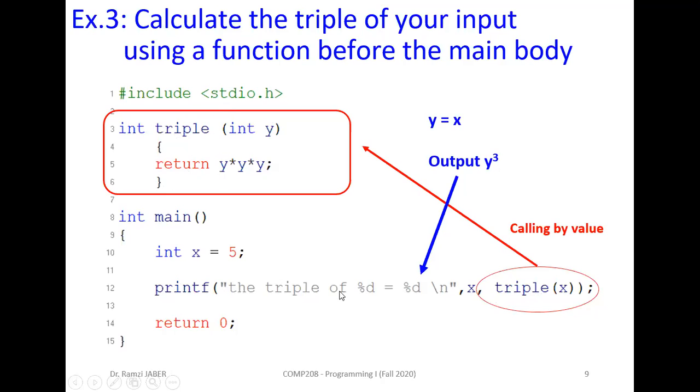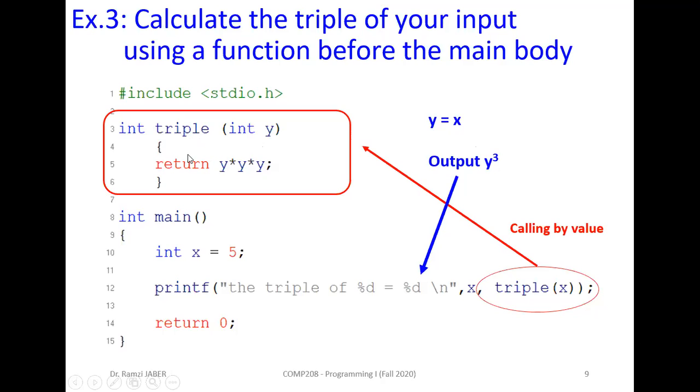So printf the triple of %d x equal %d, the triple x. This means we call the function triple by value. We give this function x, which is 5. Go up. Okay, we have a triple function here. Go up, replace y by x, by 5. So, go inside the function. Make all the statements here, all your body, your codes here.